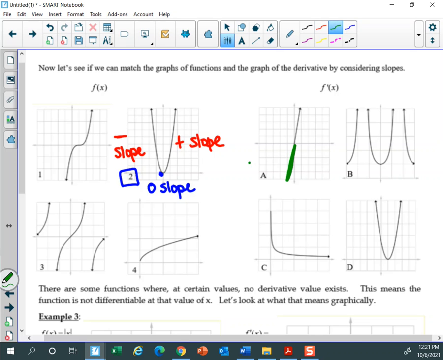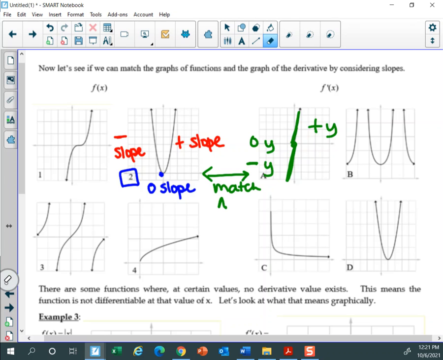matches negative y, 0 y, positive y. So 2 and A are a match. The slopes on 2, negative slope and then positive slope, are shown on A by the negative y and then the positive y.